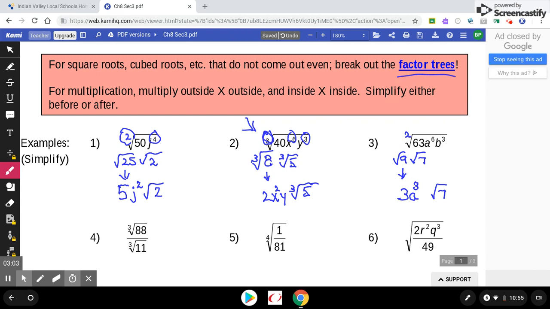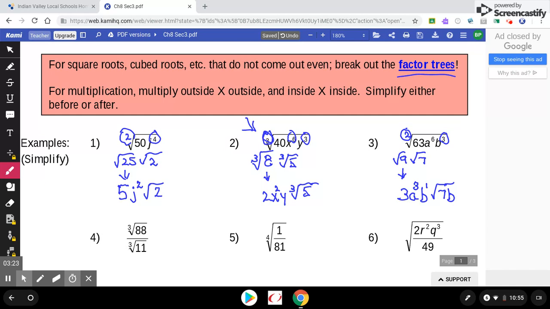Now, it doesn't go in evenly, but we can still use the same trick. So I'll ask it again. How many times is 2 going into 3? Well, it goes in there once with a remainder of 1. So that worked out pretty conveniently.